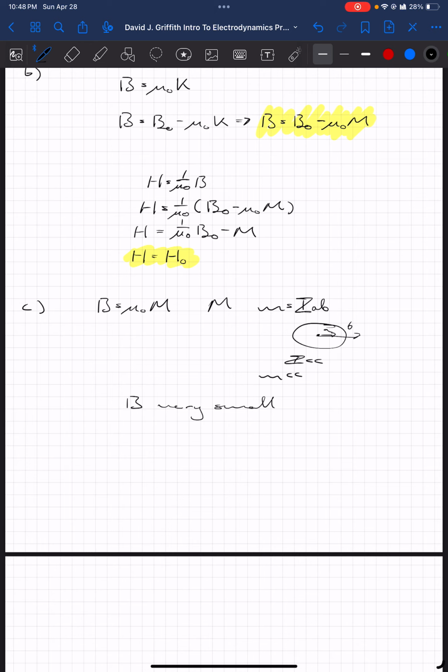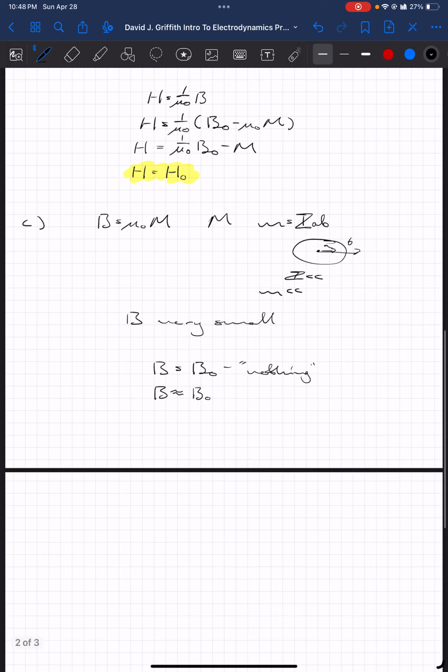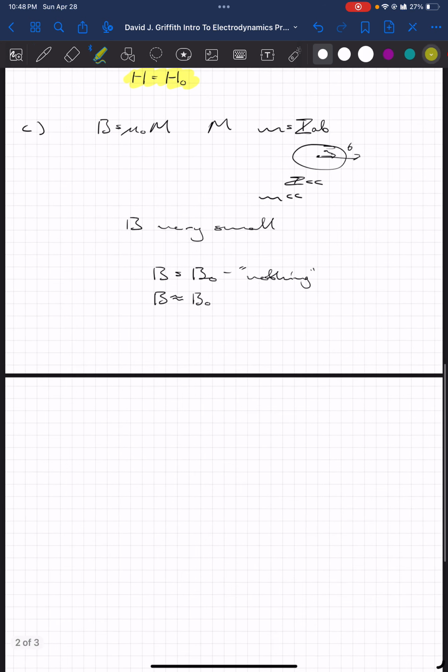So what we're removing from our space of a large magnetic material is, well, the new field is just B, and the original field was B naught. What we're removing is such a small amount of magnetic field that it's practically nothing. So B is basically about the same as before. So B is equal to B naught for this problem.